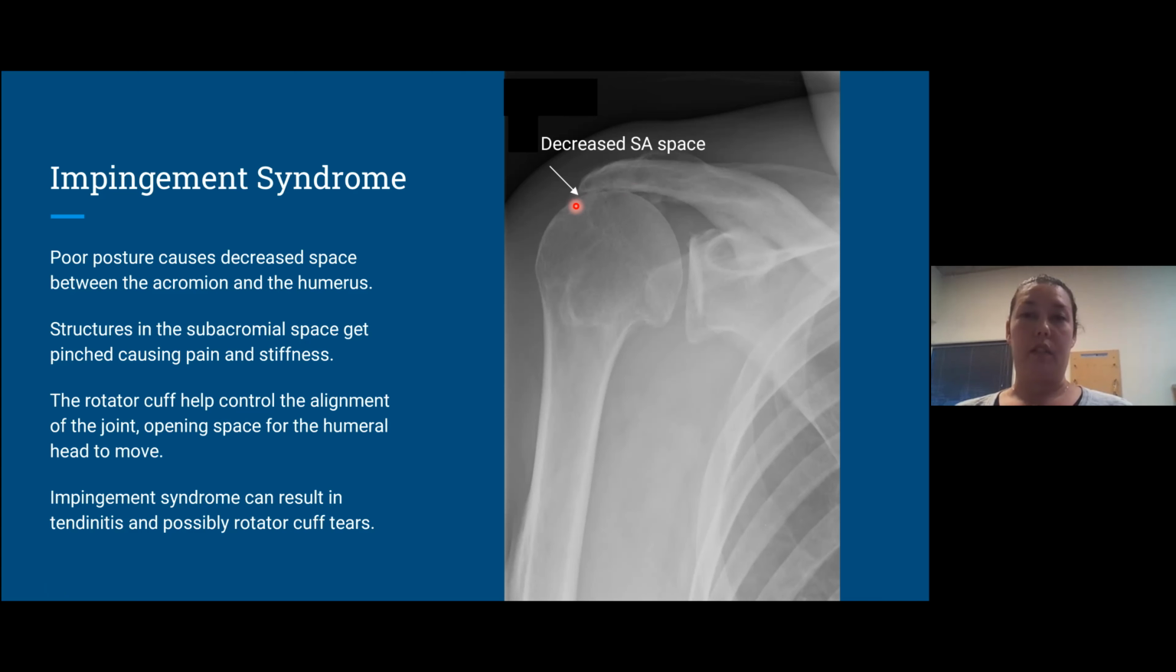So we know that the structures get injured when the space narrows. So what narrows the space? What causes it to narrow? Well, one big factor that causes narrowing of that space is poor posture. Poor posture, I'm sorry to tell you, can result in narrowing of the space, which then causes stiffness and pain. So we're going to do a little experiment here.